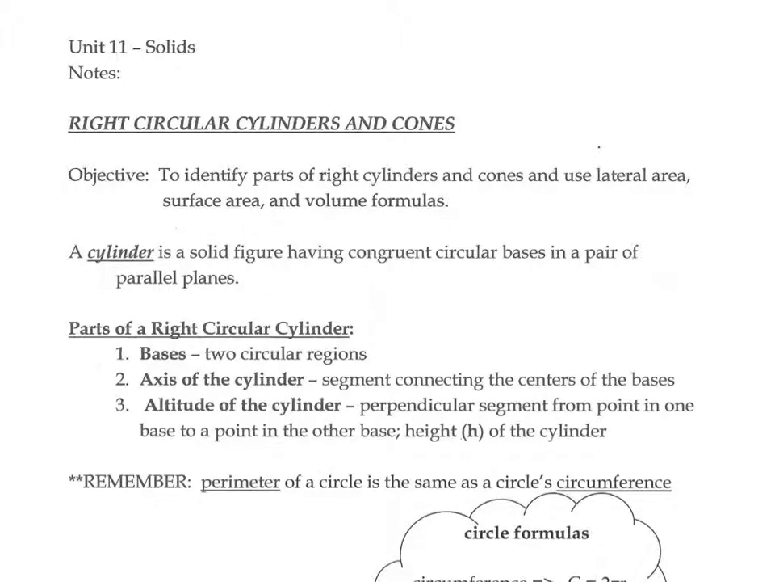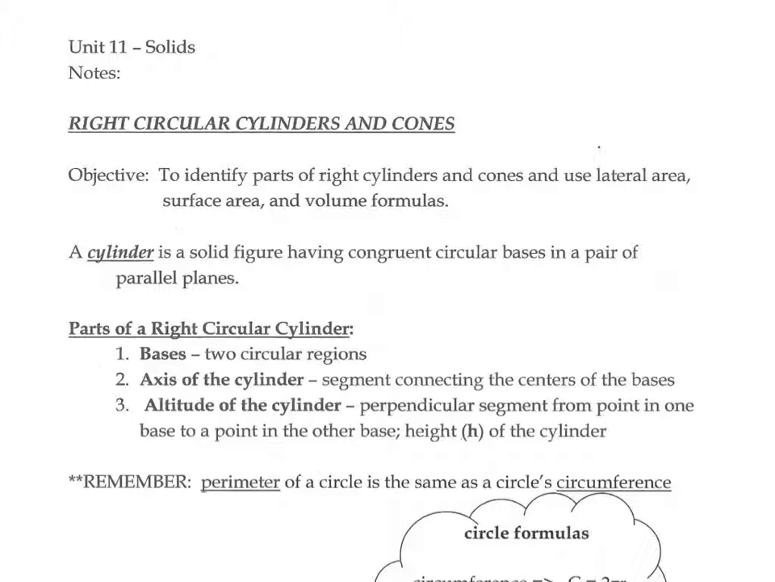Okay, so we're going to look at cylinders and cones and begin by identifying the parts of right cylinders and cones. Remember, we're always going to be working with right solid figures. We're going to find lateral area, surface area, and volume again. All of these formulas are on your volume sheet, so you have that available to you.